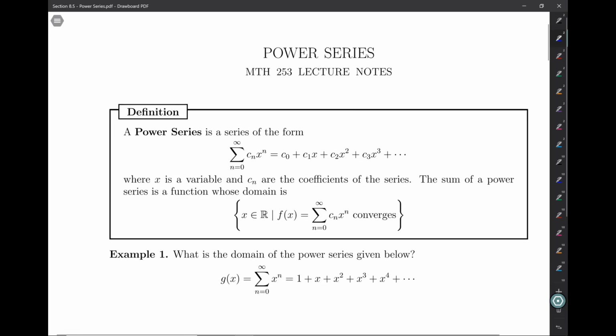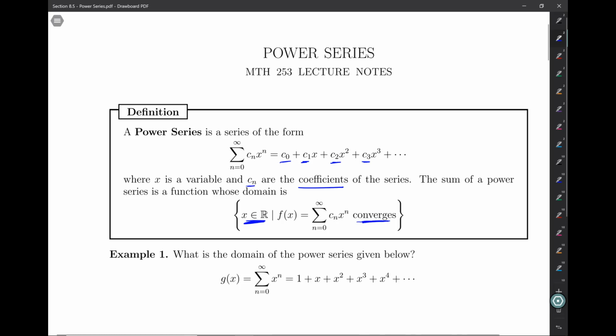We actually even have the same names for things. x is called the variable. c sub n, all of these, c sub 0, c sub 1, c sub 2, c sub 3, all of the c sub n, we call these coefficients of the series. And we actually say that the sum of a power series is a function. It's a function that has a particular domain, because anytime you introduce some sort of a function, we have to talk about its domain. Functions have domains. In this case, the domain is all of the x values so that our particular series converges.